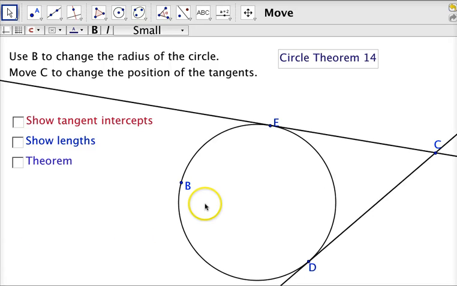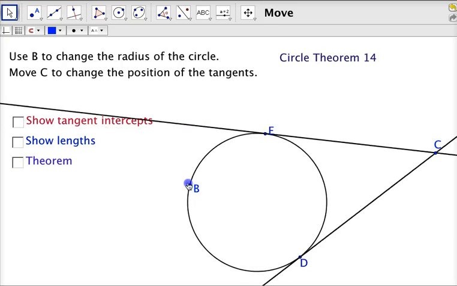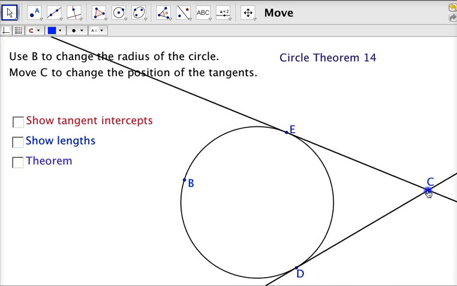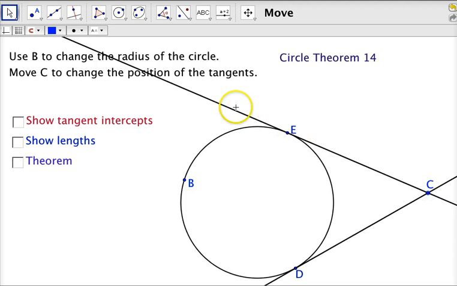I'm going to change the radius of the circle. I'll just make it a bit smaller because it's all too big. And move C to change the position of the tangents. Now, girls, both CE, can you see CE along there?